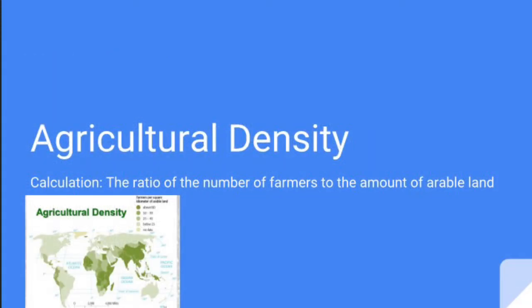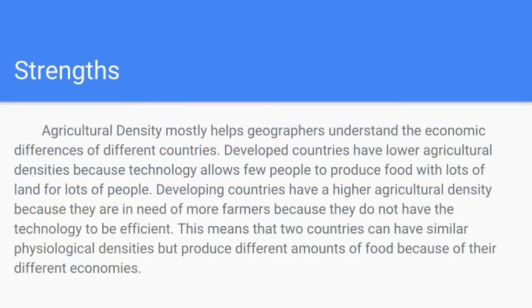The third type of population density is agricultural density, and that is the ratio of the number of farmers to the amount of arable land. Agricultural density mostly helps geographers understand the economic differences of different countries.